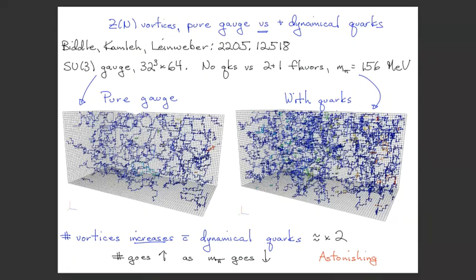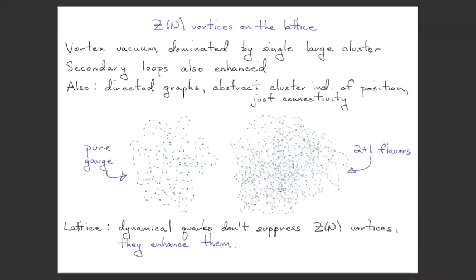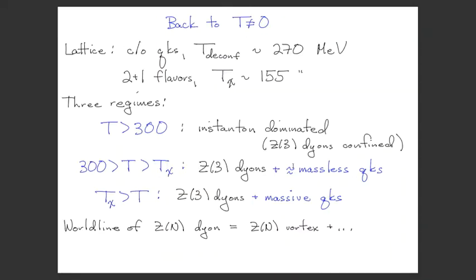It's not what happens. And this is a graph of the connectivity. I don't want to explain it. This is pure gauge. This is 2+1 flavors. This is really like near QCD. And just looking at it, you can see there's more vortices going on here than there. And I don't understand that at all. It's just astonishing. Okay, let me finally conclude with, I argue there are 3 regions at non-zero temperature.